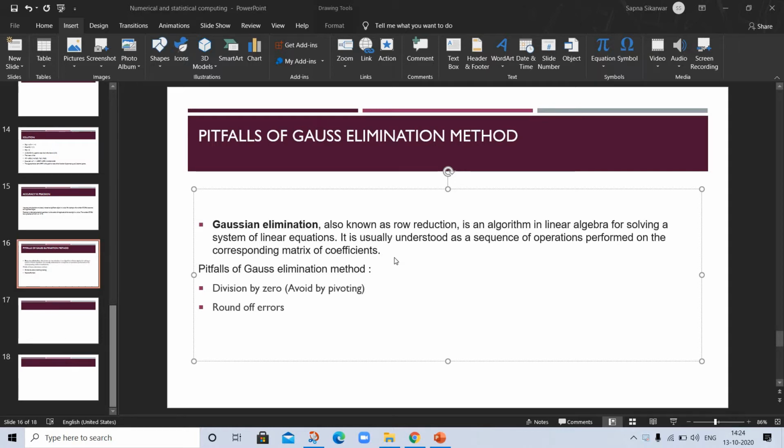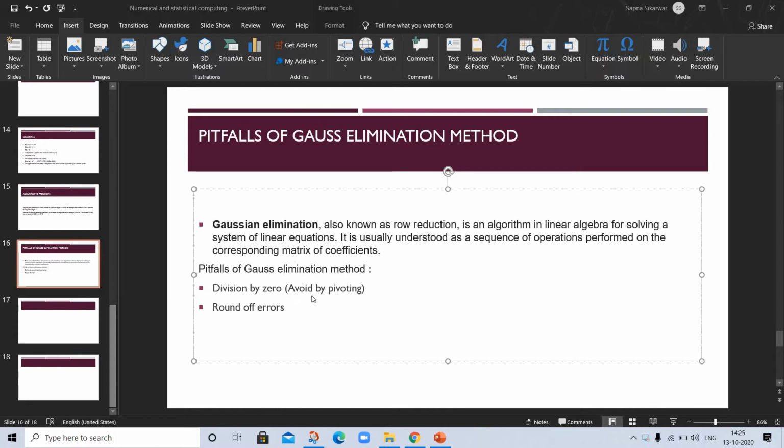So Gauss elimination method, also known as row reduction, is an algorithm in linear algebra for solving a system of linear equations. It is usually understood as a sequence of operations performed on the corresponding matrix of coefficients.